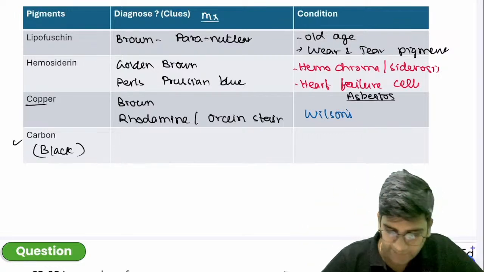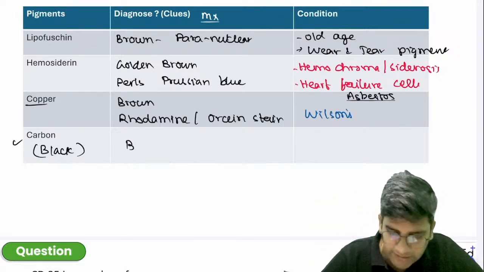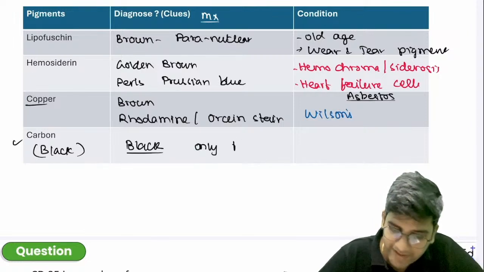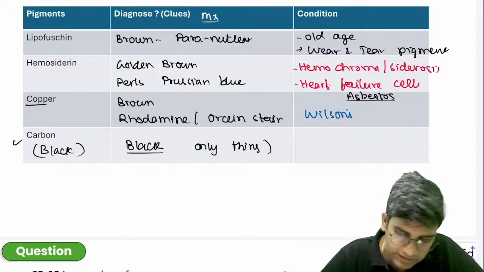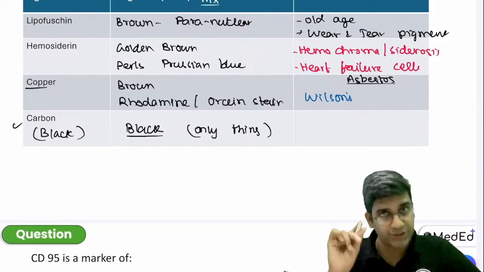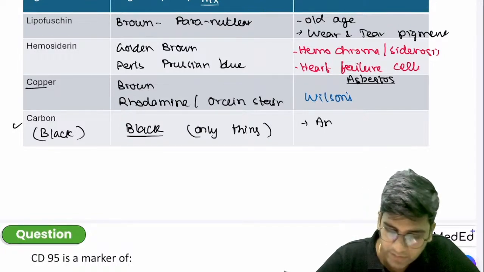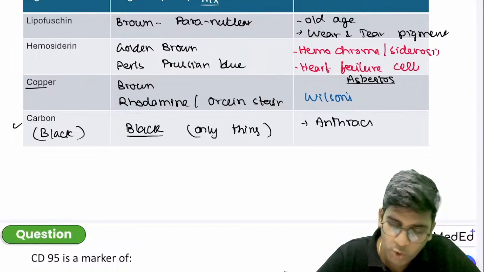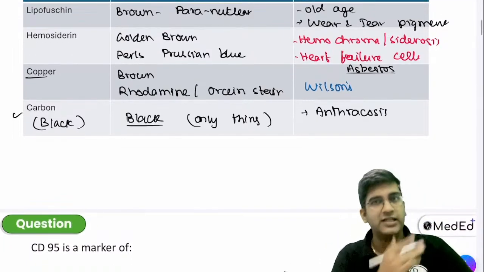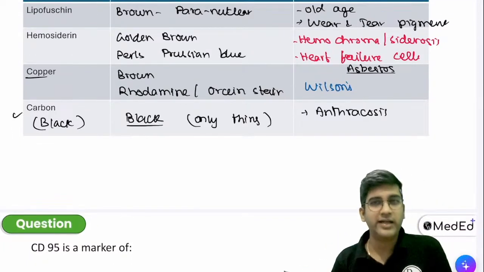Carbon will be black, right? So the only thing in microscopy which will be black in color is carbon. Rest every pigment is brown in color in microscopy. Nothing else will be black. There's one more place that will be black, I'll tell you. Carbon will be seen in anthracosis, coal workers pneumoconiosis, like in our case, fine. Carbon does not require any other stain, right?